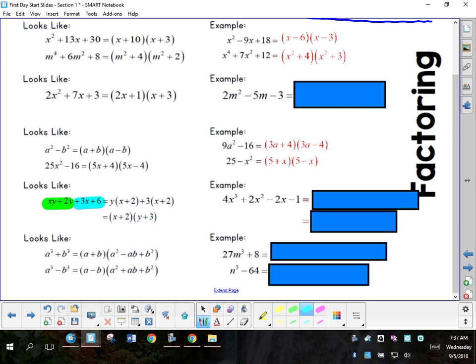Look at the first 2 terms. Is there a GCF from just the first 2 terms that are listed out? And the answer should be yes. Hands up when you can tell me what's the GCF from those first 2. A Y. And then when you take that out, you're left with an X plus 2. Next group also has a GCF. Hands up, please, if you can tell me what's the GCF of the blue. A 3. And when you take that out, now you're left with an X plus 2 again.